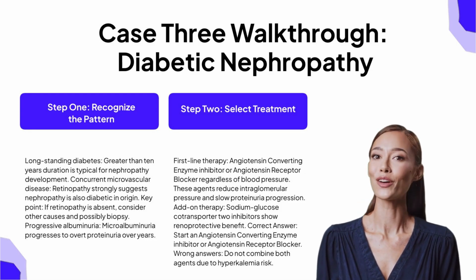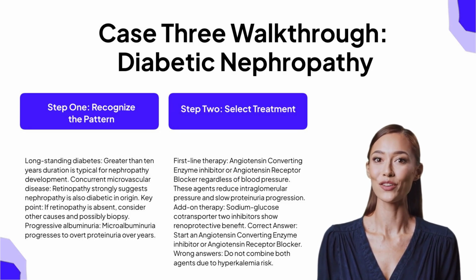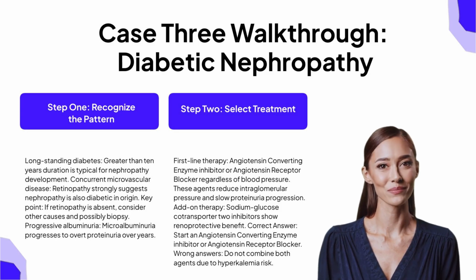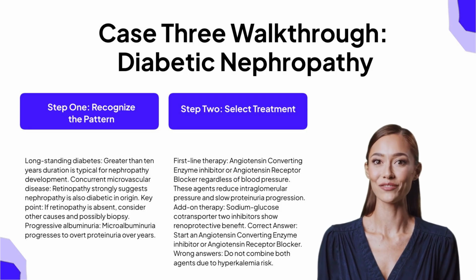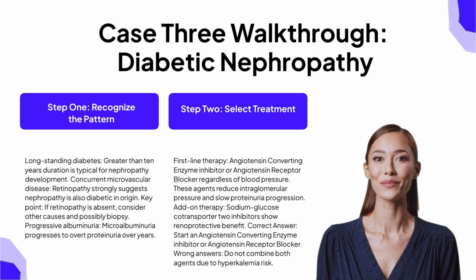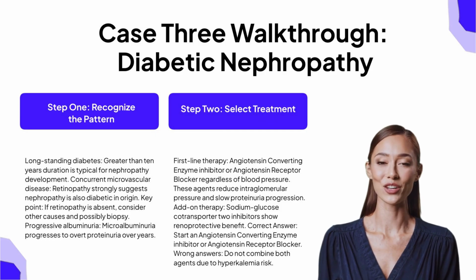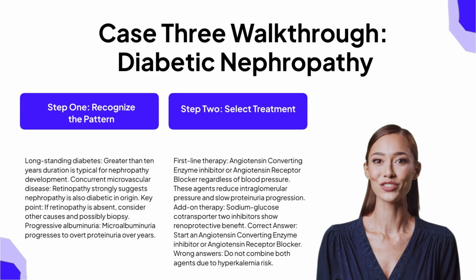Here is an important pearl. If a diabetic has kidney disease but no retinopathy, consider other causes and possibly biopsy. The test-taking strategy for treatment is clear. Angiotensin-converting enzyme inhibitors, or angiotensin receptor blockers, are first-line regardless of blood pressure. They reduce pressure in the glomerulus and slow proteinuria. Never combine both drug classes together because of hyperkalemia risk. Sodium-glucose cotransporter 2 inhibitors also provide kidney protection and are increasingly tested.